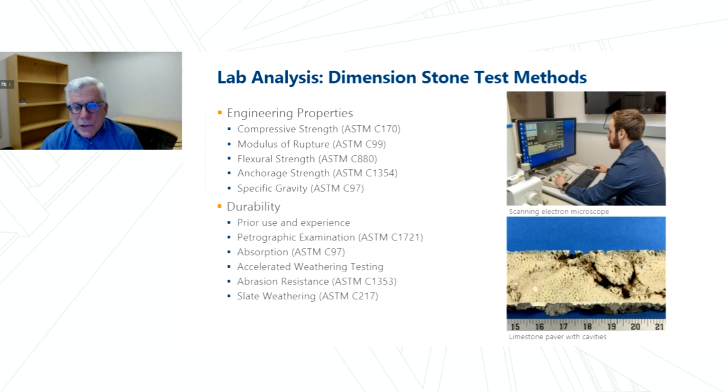Say if you're getting new stone, there are some engineering properties that are laid out, and usually the manufacturer will have done that and will have some record documents. One thing you do want to make sure is, are these up to date? Are they relevant? Is it for the portion of the quarry you're actually getting the stone from? And there's all kinds of different engineering properties and durability requirements that are listed. One thing you don't want to overlook is, and it's not very experimental or laboratory based, is prior use and experience.